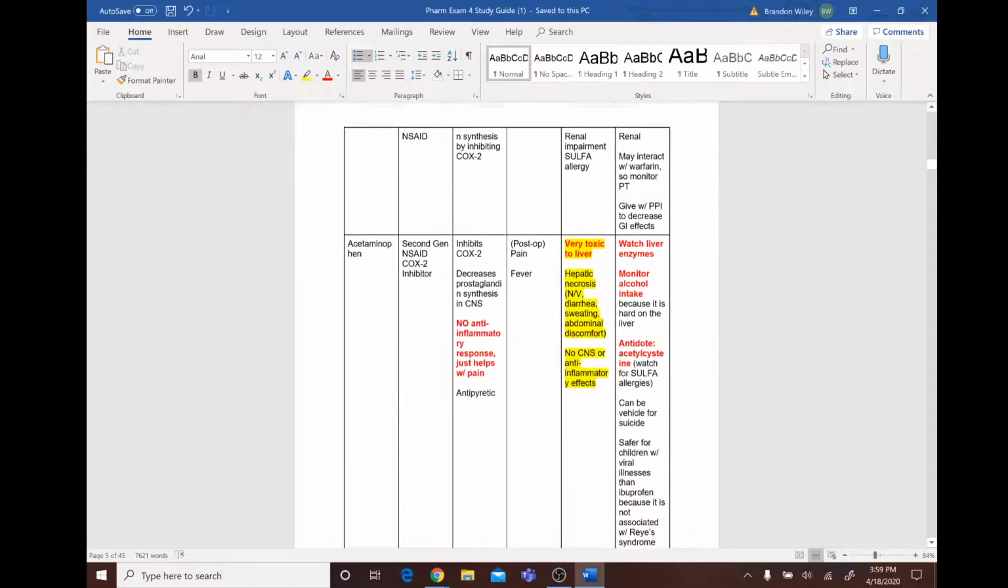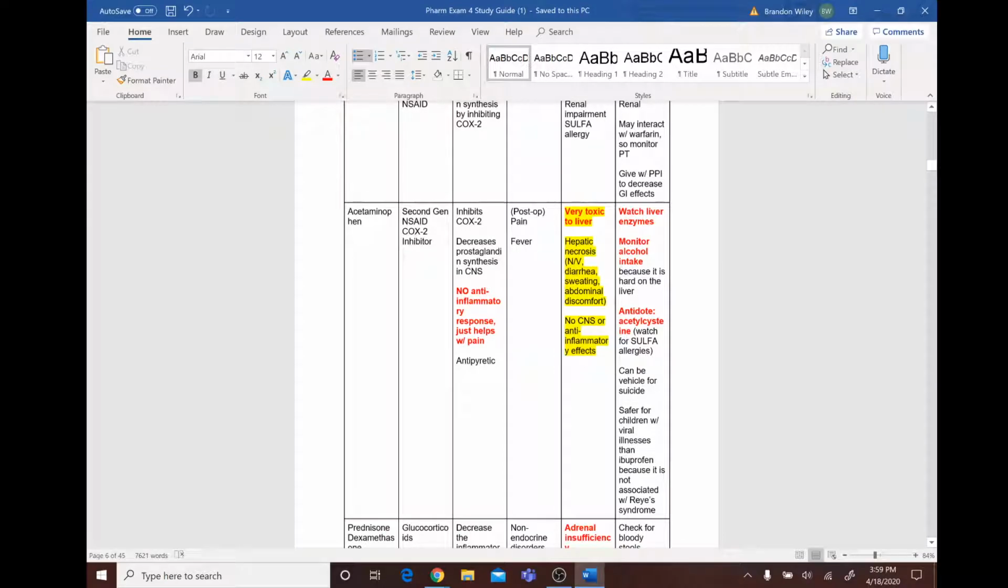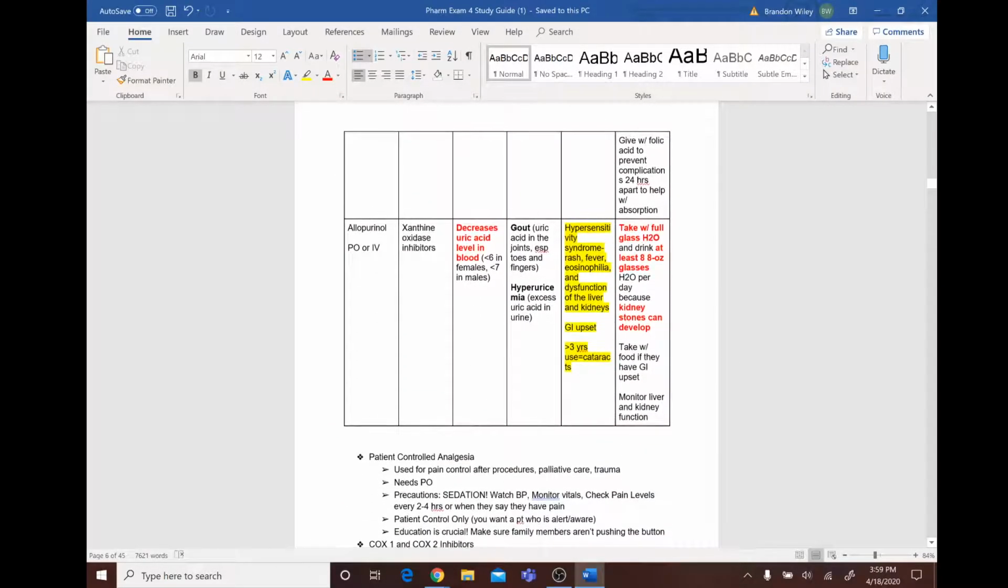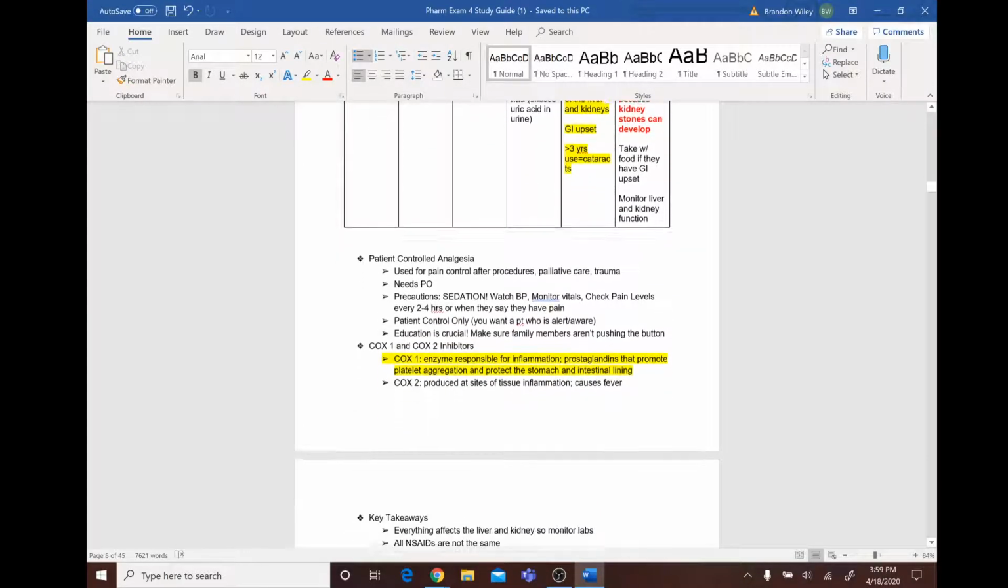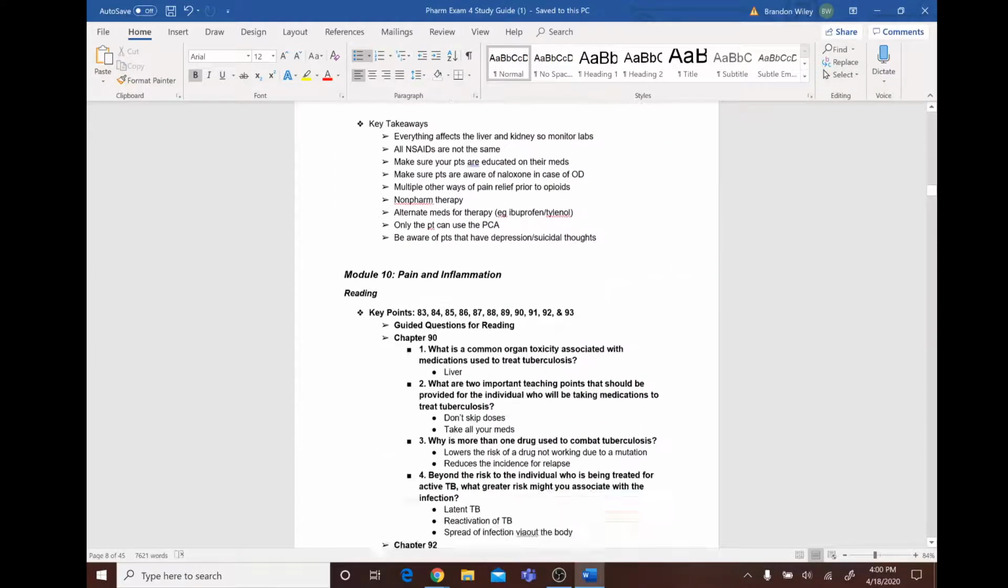Sulfa allergy. What are the side effects of acetaminophen? Hepatic necrosis. What are the side effects of allopurinol? Hypersensitivity syndrome, which is like rash, fever, eosinophilia, liver dysfunction, kidney dysfunction, GI upset, and for more than 3 years, cataracts. What is the COX-1 inhibitor? Enzyme responsible for inflammation, prostaglandins that promote platelet aggregation and protect the stomach and intestinal lining.